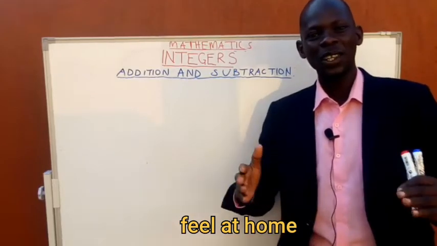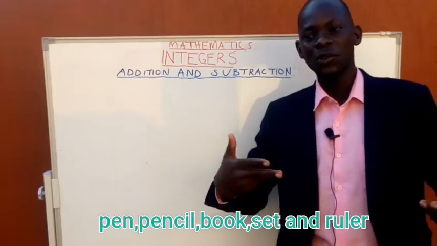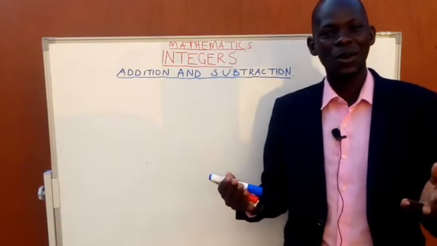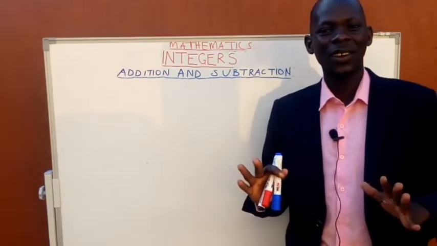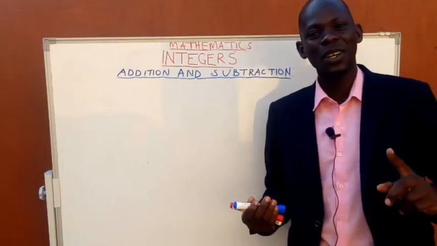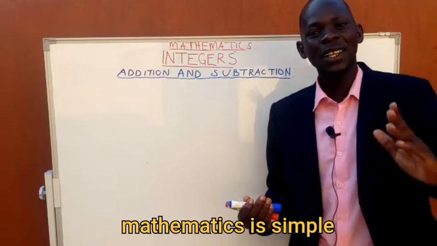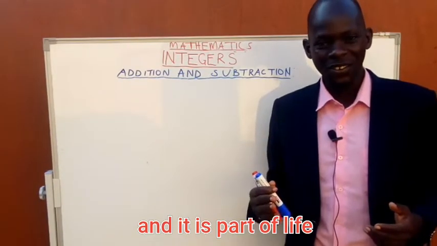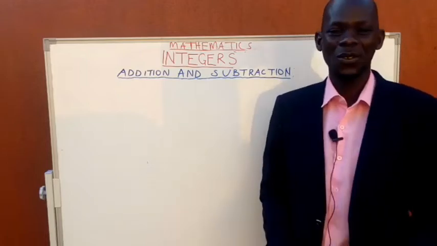So for those who are still finishing up something little, hurry and come, pick your pen, your pencil, your book, set and rulers. Come and we move on. Remember, mathematics is cheap. It's supposed to be part of your life. It's supposed to be your daily food, and everything will move on well. Once again, you are most welcome.